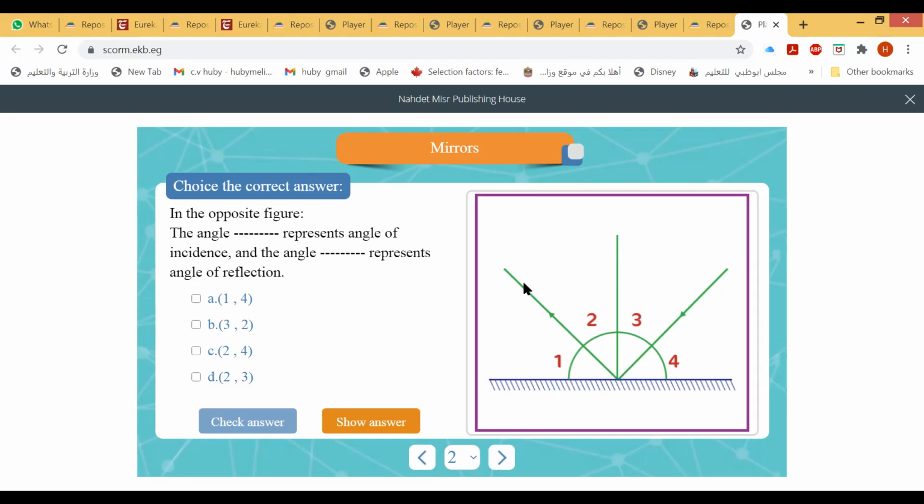This is the reflected ray. So two is the angle of reflection. That's about three and two.